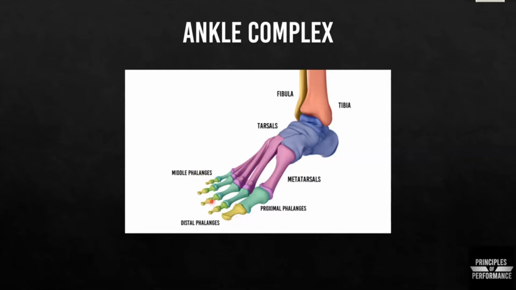So we've got our distal phalanges here, and these are the yellow ones. Our middle phalanges are these green ones, and the proximal phalanges are these teal colored ones. And these are designed to create sectional leverage, called toeing off, as we move through gait cycles.